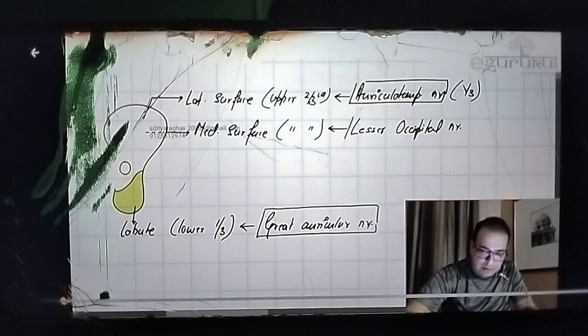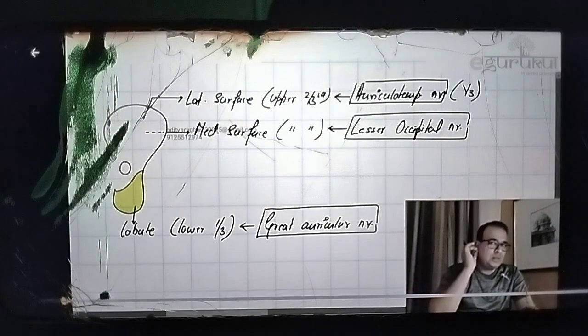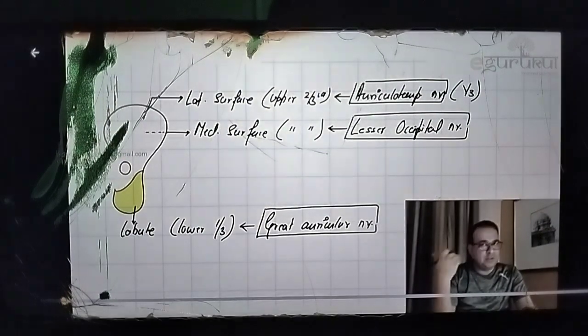It is supplied by the lesser occipital nerve. So in the lower 1/3 there is no issue. It's just the great auricular. In the upper 2/3 you have a different nerve on the outside and on the inside view.